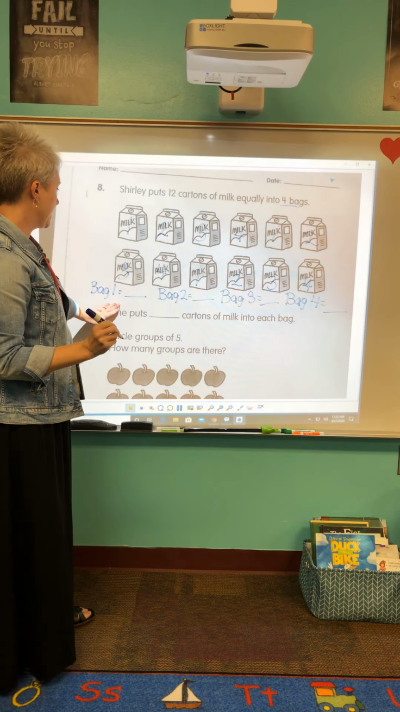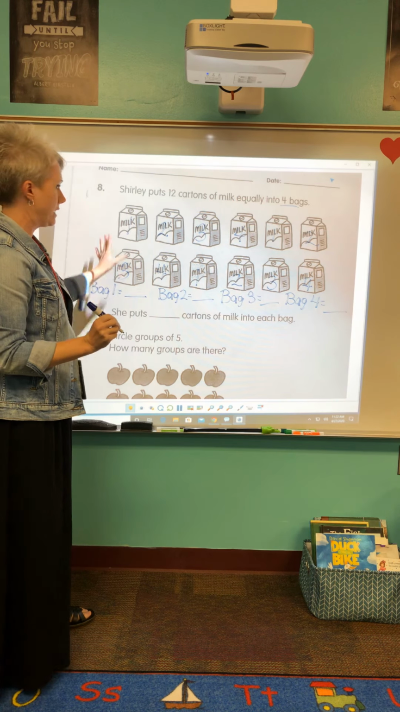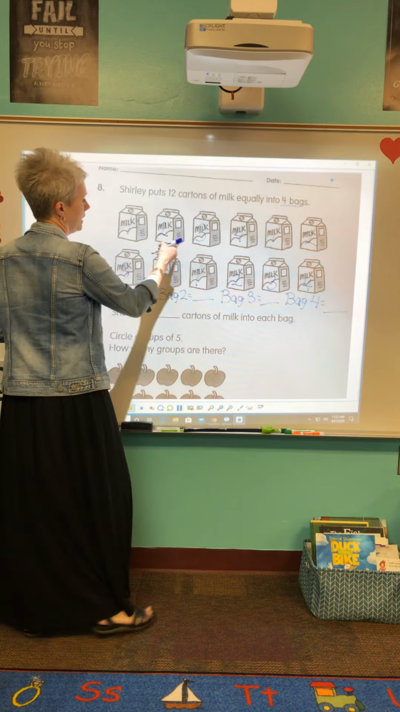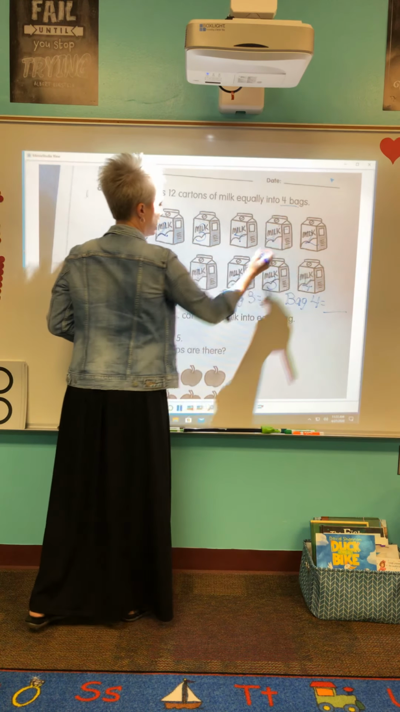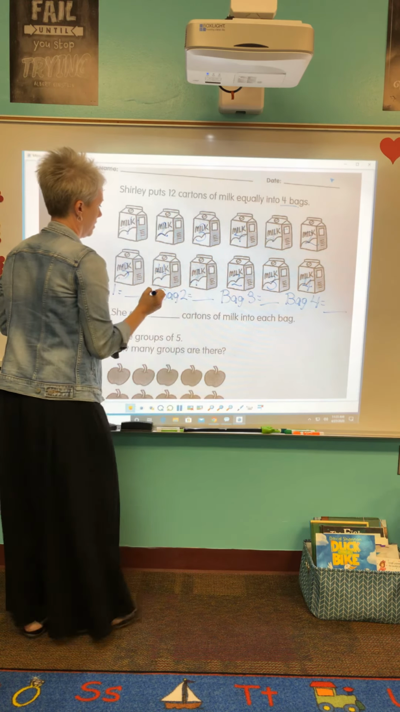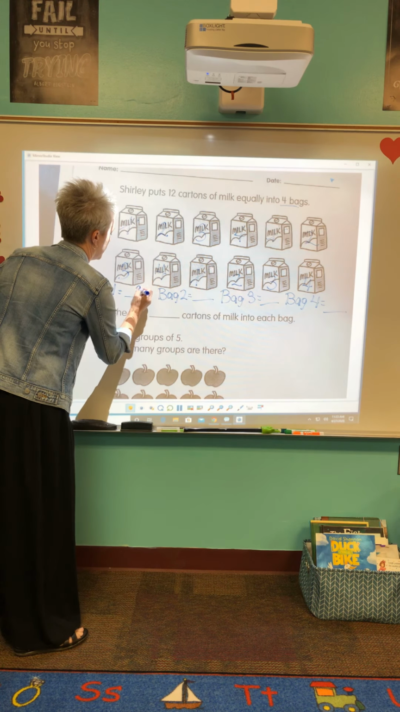Now, how many cartons are going in bag 1? I need to look because I've labeled them. This one goes in bag 1. There's 1, 2, 3. So bag 1 has 3.